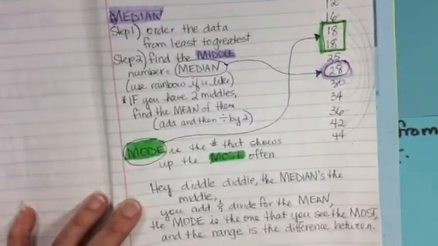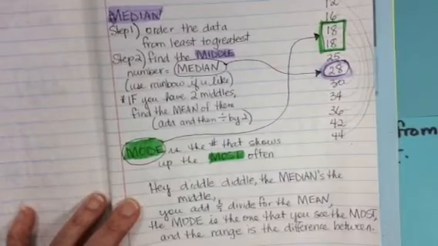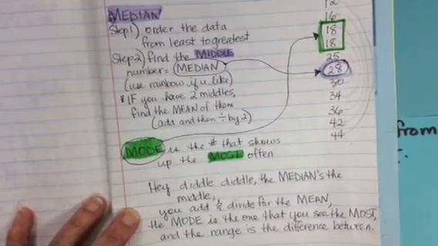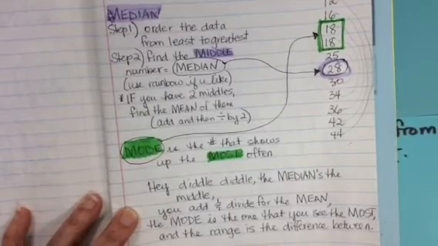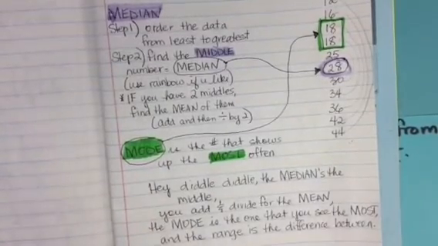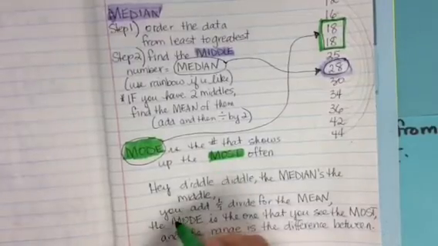Okay, so it goes, hey diddle diddle, the median's the middle. You add and divide for the mean. The mode is the one that you see the most, and the range is the difference between.